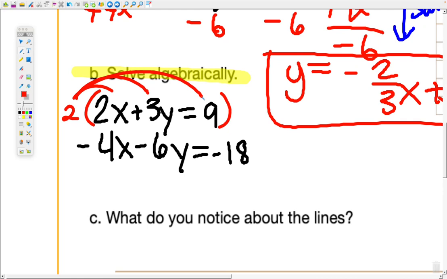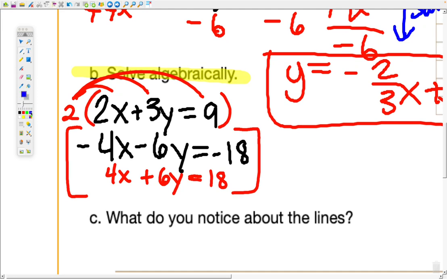When I distribute, since I don't have that much space right here, I'm going to take my answer for this and put it underneath here. So 2 times 2x gives me a 4x. That's where I'm going to write it. 2 times the 3x gives me a positive 6x. And then 2 times that 9 gives me positive 18. So this here is what I now have to solve.